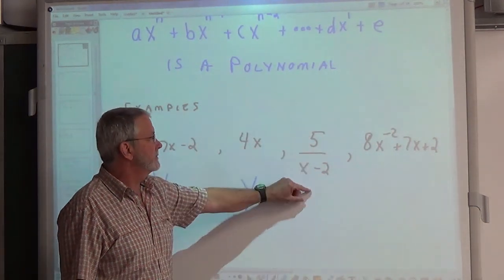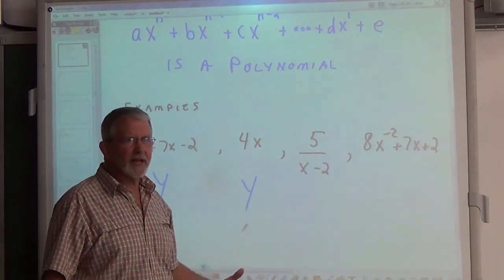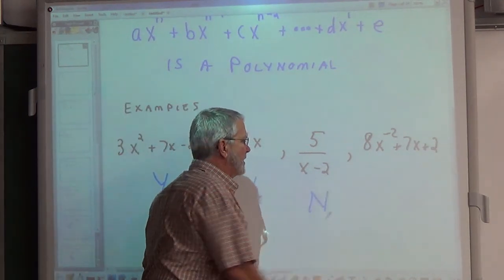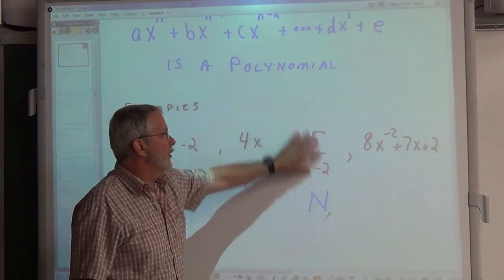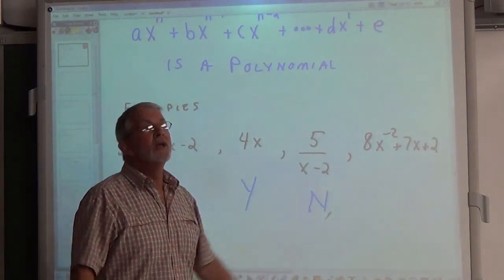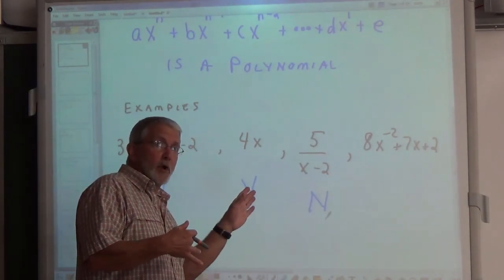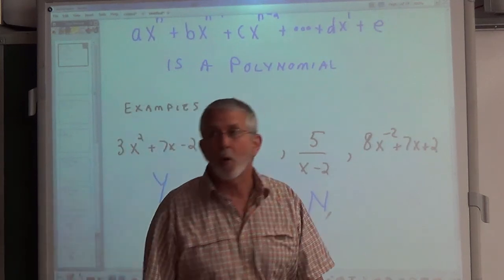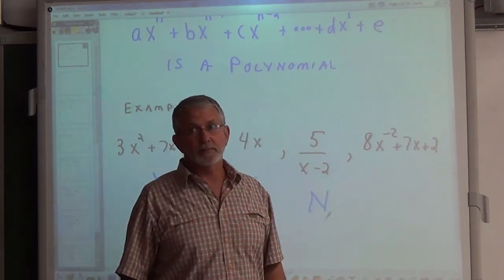So yes, that is a polynomial. How about this one right here? It doesn't even look like a polynomial, so how can it be? That's a big no. That's called a rational expression. We talked about them a little bit in the prior video. We'll talk about them a whole lot later on in chapter 4 too.